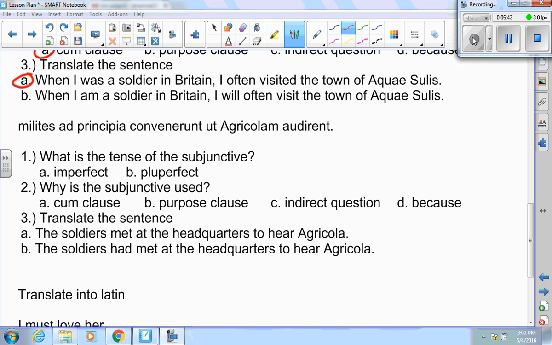Try another one right here. Militis ad principia convenerat ut agricolam aderent. Answer here, it is imperfect tense. I got that present infinitive in aderent. Present infinitive plus an ending equals imperfect subjunctive. Why is it being used? I got the ut. Ut introduces a purpose clause. Translation: the soldiers met at the headquarters to hear Agricola. The soldiers met at the headquarters so that they might hear Agricola. Any of those would work.